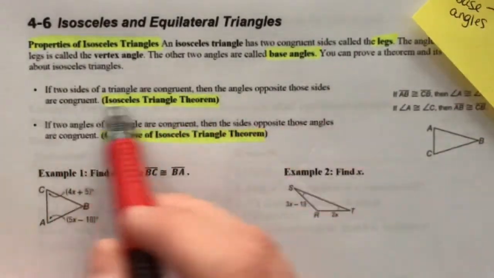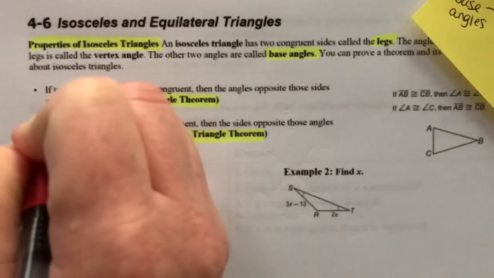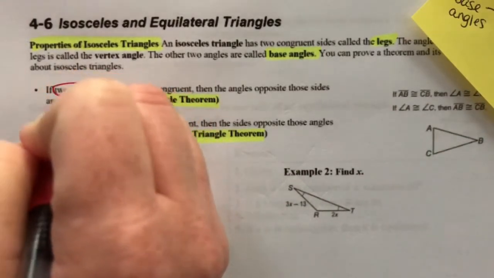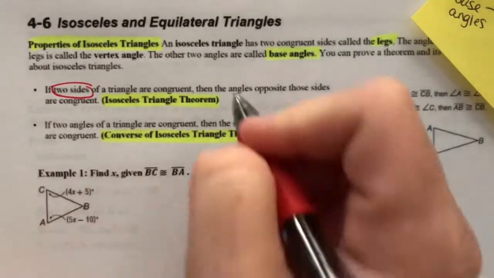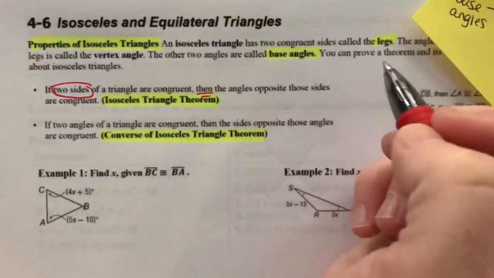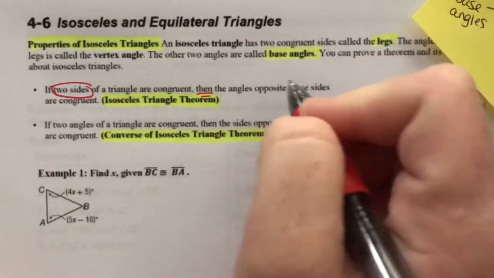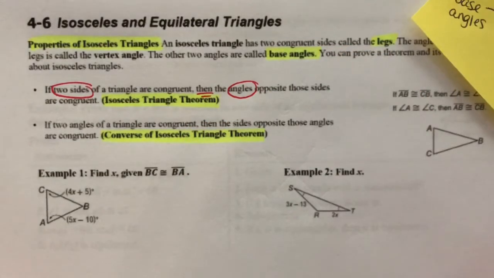In the wording of this rule, first it talks about two sides. So first thing we know is that the sides are congruent. Then we can come up with the conclusion that the angles are congruent. That's our isosceles triangle theorem.